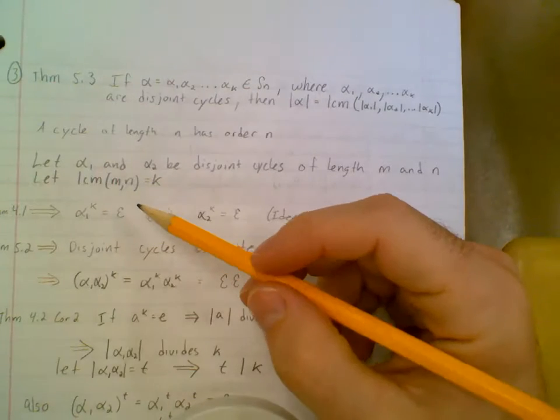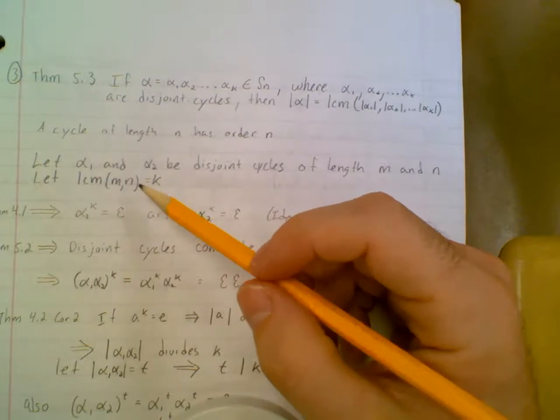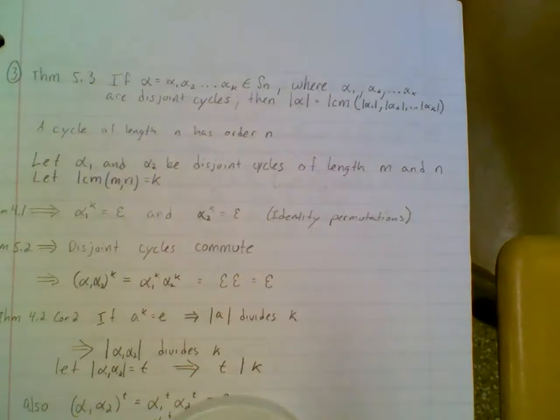All right, so we're going to prove homework 7, problem number 3. It's theorem 5.3, which says that the order of a permutation of a finite set written in disjoint cycle form is going to be the least common multiple of the length of the cycles.